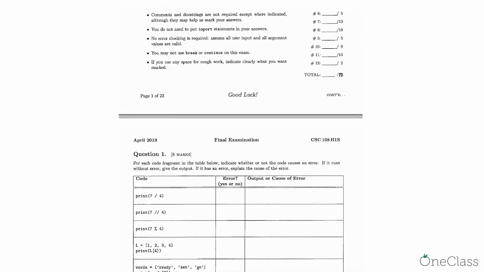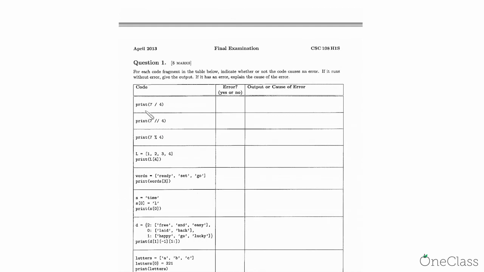So first, question number 1, part 1: print 7 divided by 4. Is there any error? No, this is a good statement. The output is 7 divided by 4, which is 1.75. And B: print 7 double slash 4. This double slash sign means integer division. So you only take the integer part of 7 divided by 4. Because the result is 1.75, we only get the integer, which is 1. So there's no error in this one, and the output is 1.